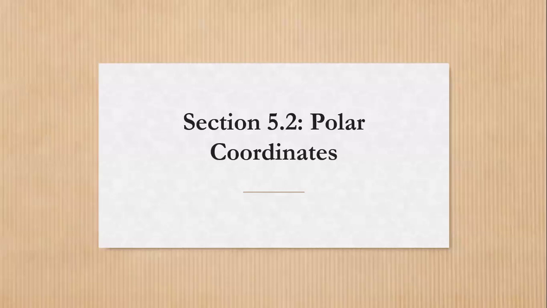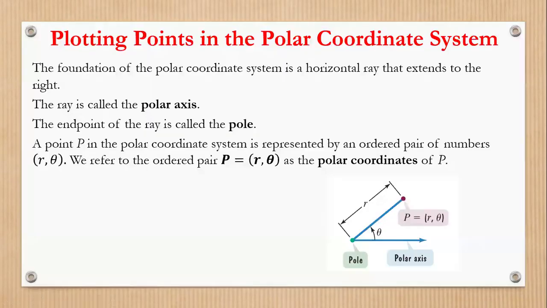In section 5.2, we want to talk about polar coordinates. The foundation of the polar coordinate system is a horizontal ray that extends to the right. The end point of this ray is called the pole, and this ray is also called the polar axis, which is extending to the right. And any point on this polar coordinate system has the coordinates r and theta instead of x and y. In polar coordinates, every point has r and theta as its coordinates.